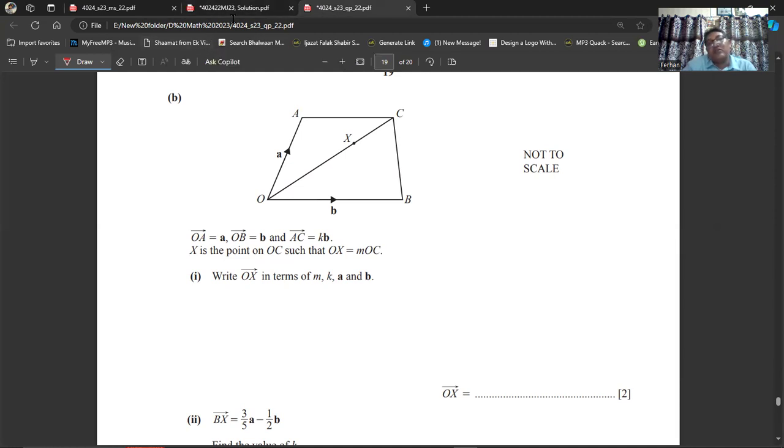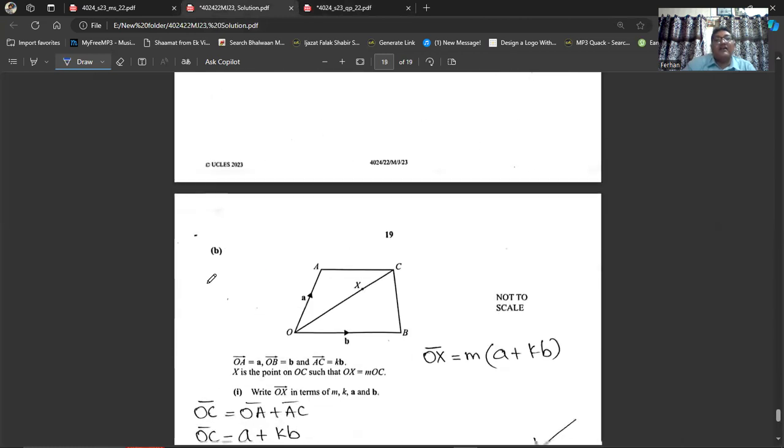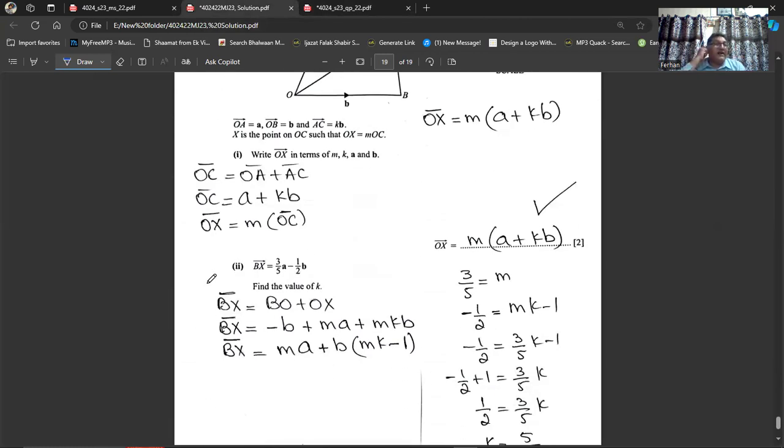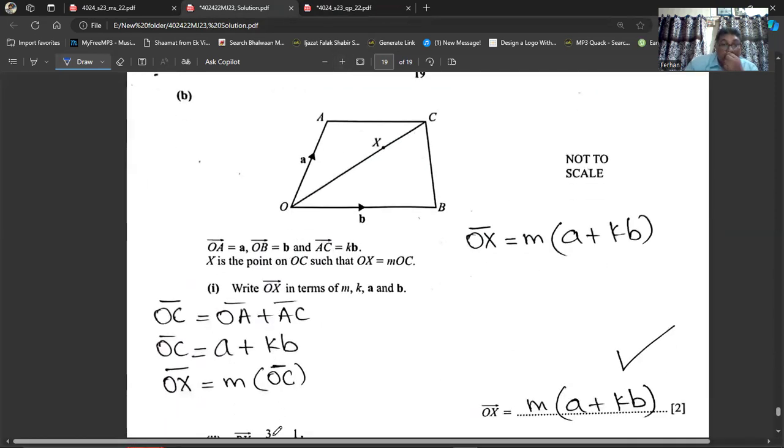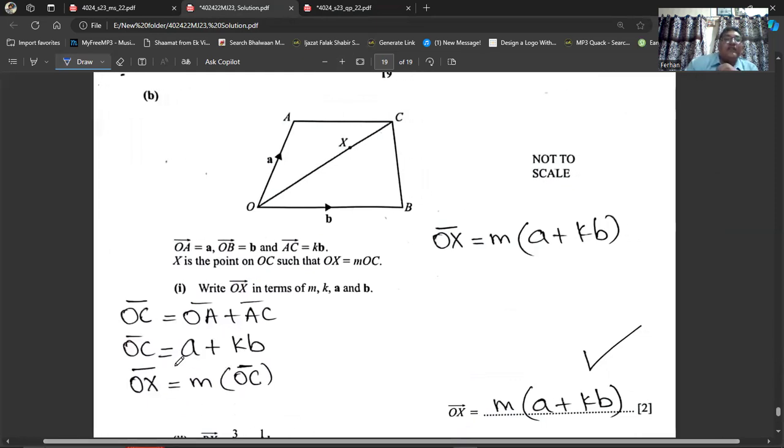If you want to find out OX, first of all, I will find OC. You see, OC will be equal to OA plus AC, and OC will be equal to a, and this AC is k times b. Let me increase the size so you can see it. So it will be a plus kb. So OX is equal to m times OC. If you have the value of OC, just put that value here. So OX will be equal to m bracket a plus kb bracket close. So this is how you will do this.